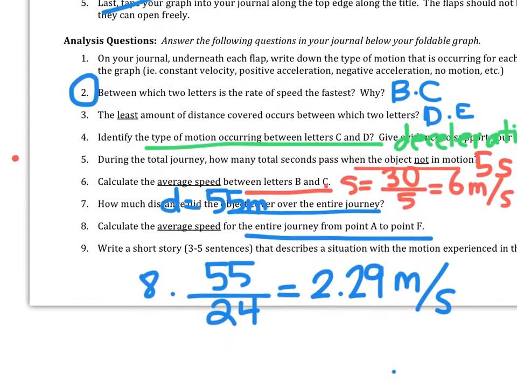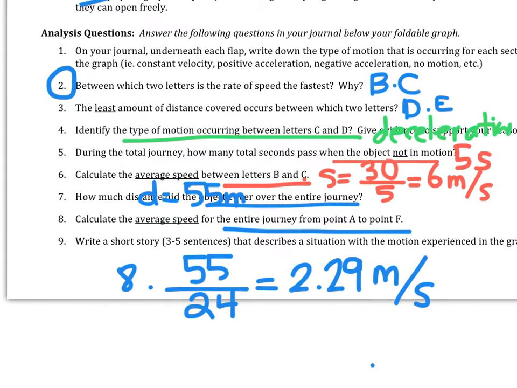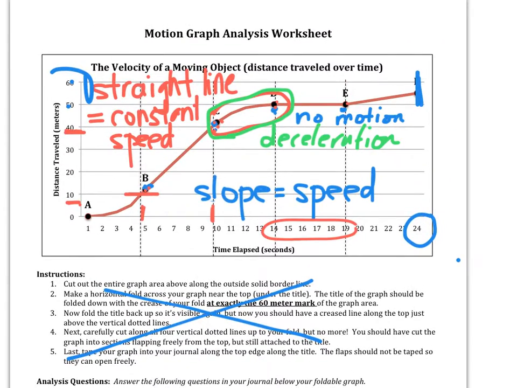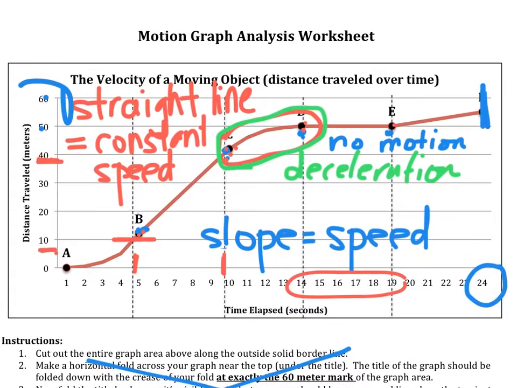Now for number 9, it asks you to tell a story of the graph and what was happening. I'm going to go back and read your stories. But here we can see that from A to B, the person is increasing speed because we see the slope of the line increasing. Between B and C, the person was at a constant speed for about 5 seconds, at which point they started to slow down between C and D until they stopped for 5 seconds. And then from E to F, they slowly, at a constant speed, reached the 55 meter mark.